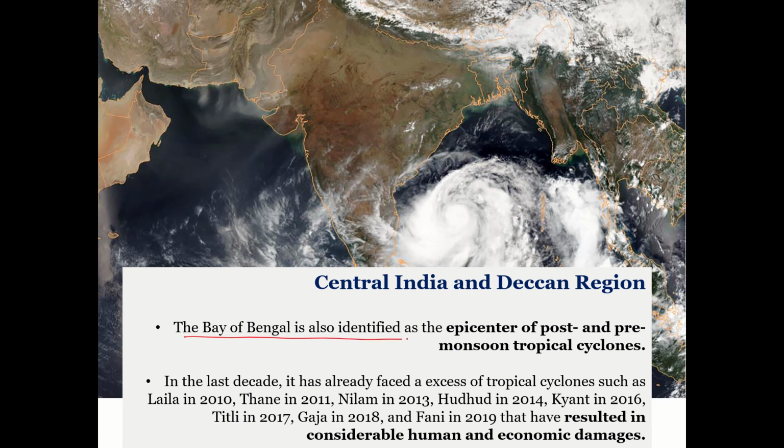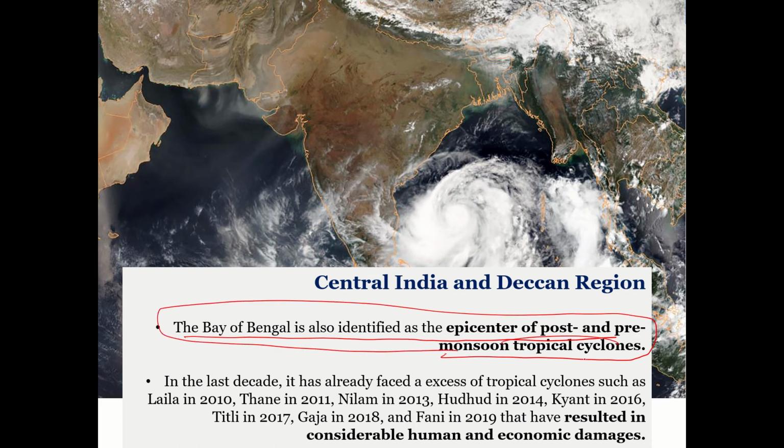The Bay of Bengal is also identified as the epicenter of post- and pre-monsoon tropical cyclones. We will be discussing this exclusively, how cyclones are found in the Bay of Bengal and Arabian Sea, and how frequently they are found in the Bay of Bengal. When we were discussing the first unit, I said 3 out of 4 cyclones are found in the Bay of Bengal, and why and how it translates into tropical cyclones. We will discuss that when we go to that particular unit.